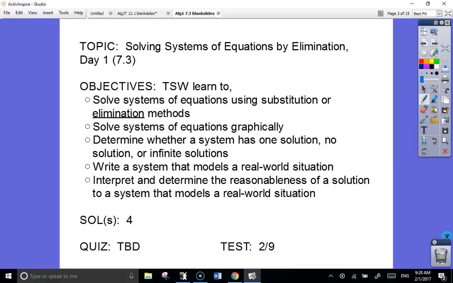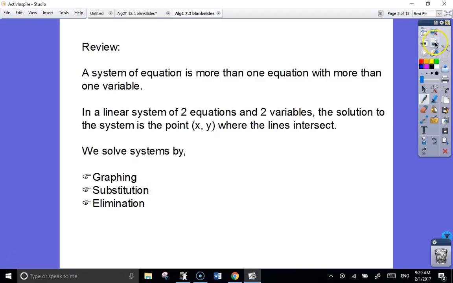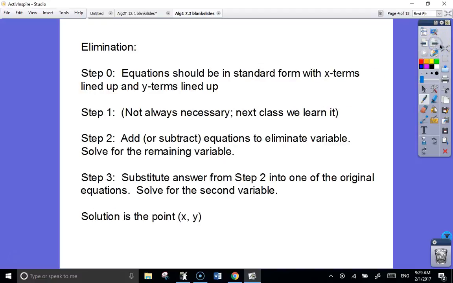Today we do the elimination method, and we take 2 days on that, today and tomorrow. So today's like the very basics of the elimination method. So review, which we've already done, right? So I'll gloss over this because we just talked about that. So here are the steps for elimination.